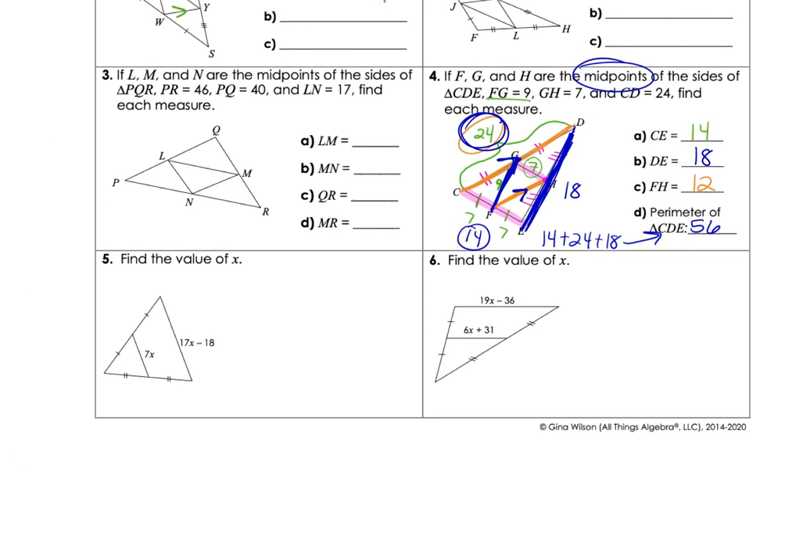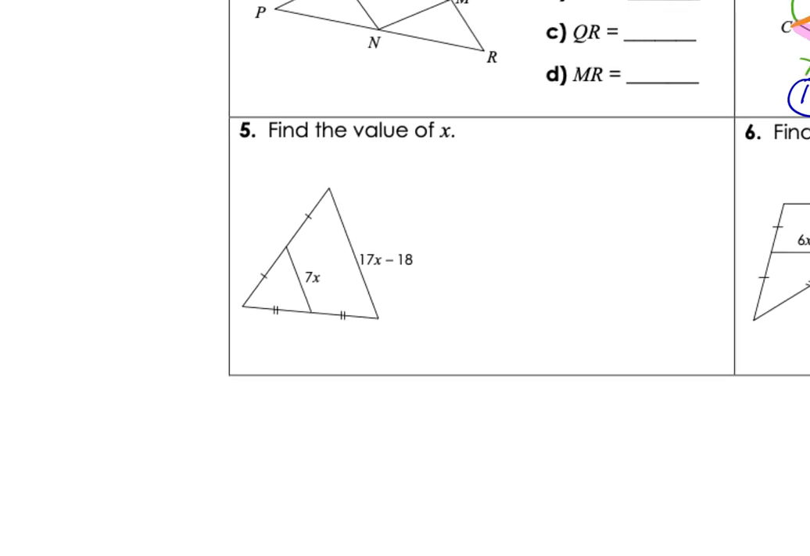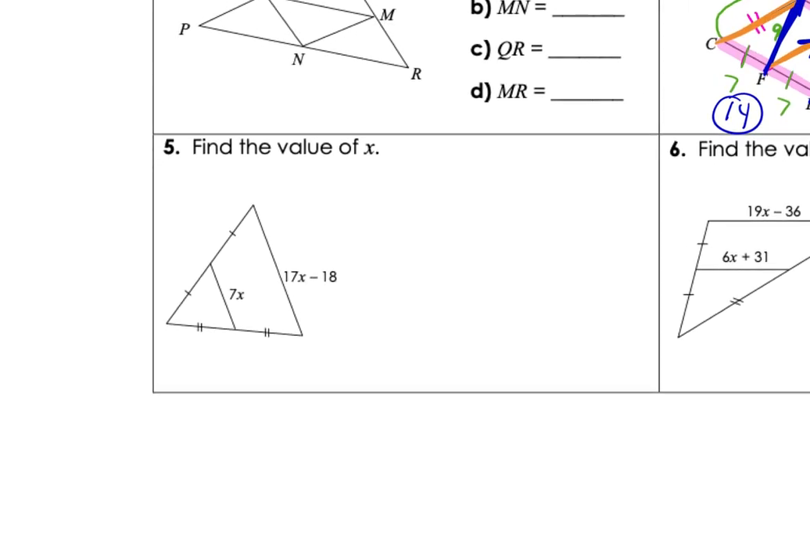Okay. This gets a little bit fancier because now it's not just a number that you're doubling or cutting in half. Okay. Look at number 5. Actually, sure. Let's do number 5. If this is your setup, okay, this is a mid-segment because these are marked congruent and these are marked congruent. What's the relationship between 7x and 17x minus 18?